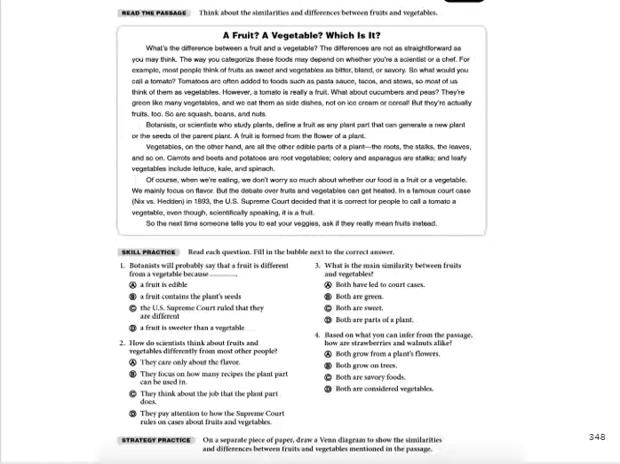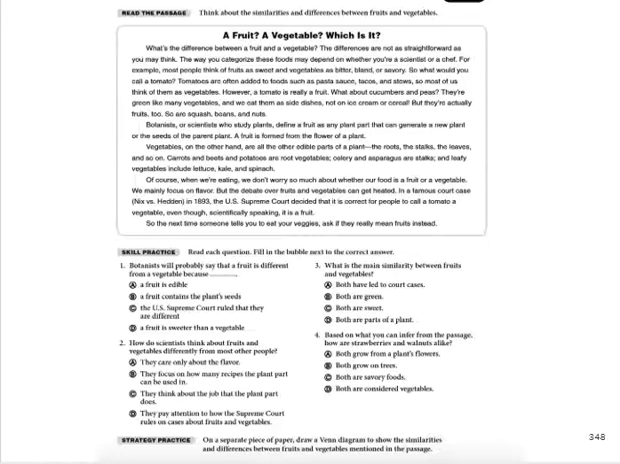Tomatoes are often added to foods such as pasta sauce, tacos, and stews, so most of us think of them as vegetables. However, a tomato is really a fruit. What about cucumbers and peas? They're green, like many vegetables, and we eat them as side dishes, not on ice cream or cereal, but they're actually fruits too. So are squash, beans, and nuts.